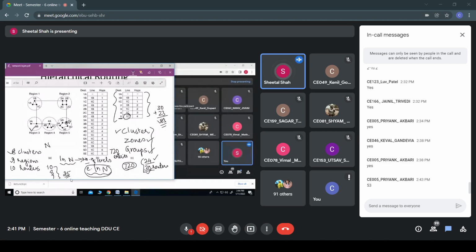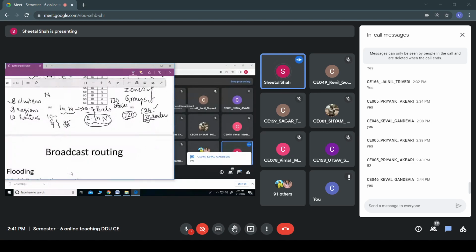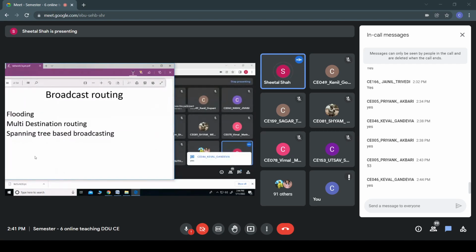Hope everyone is clear with this. Any doubts in this? Okay. So this is about hierarchical routing.